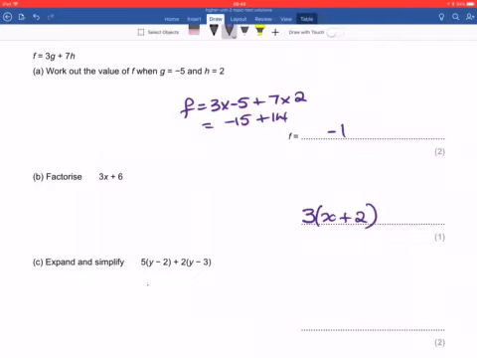Expand and simplify. Okay, do the first bracket, 5y, 5 times minus 2 is minus 10. Do the second bracket, it's plus 2y, 2 times minus 3 is minus 6. Collect like terms, because it said simplify. 5y plus 2y is 7y. Minus 10 minus 6 is minus 16.